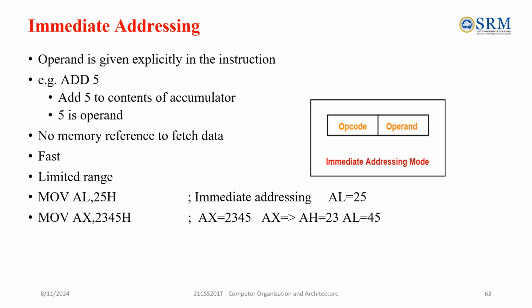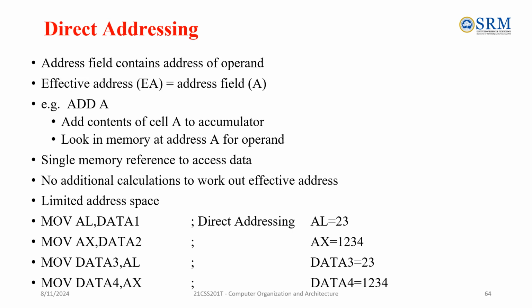So the first is immediate addressing mode. In immediate addressing mode, we don't have any memory location. The operand, the content of the data, is directly given in the instruction itself. So when I say add 5, 5 is added to the contents of the accumulator. So what is the advantage? No memory reference to fetch data, so it is fast. But the disadvantage is it has a limited range.